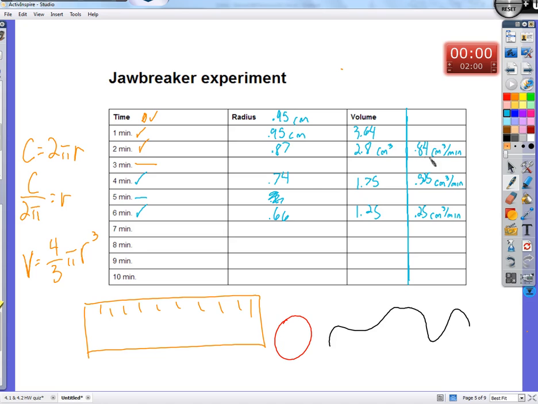Okay, what is this number? Rate of change of what? Volume. Rate of change of volume with respect to what? Radius? No, circumference? No. With respect to the minutes. That's time. Right? We're getting there. So it's how the volume is changing with respect to how much time has gone by. Change in volume versus the change in time.